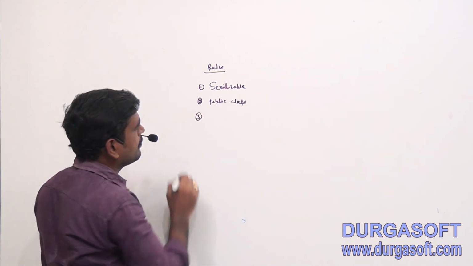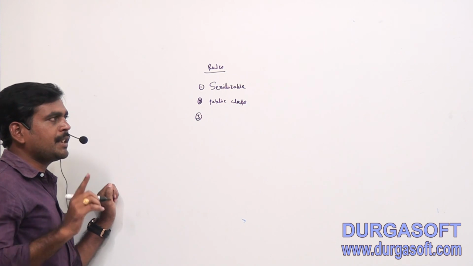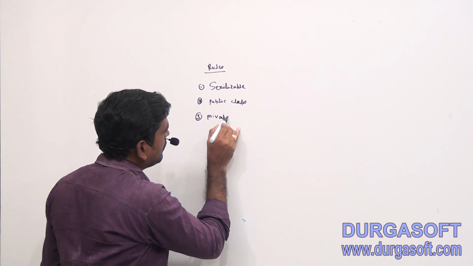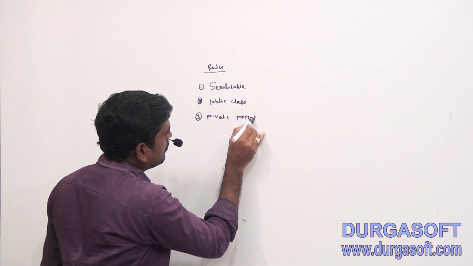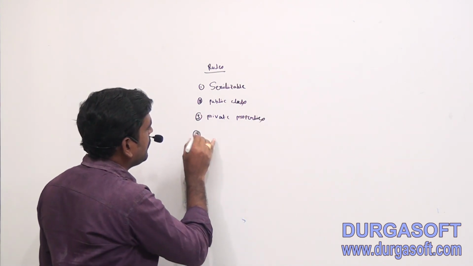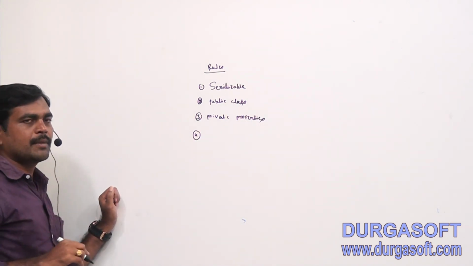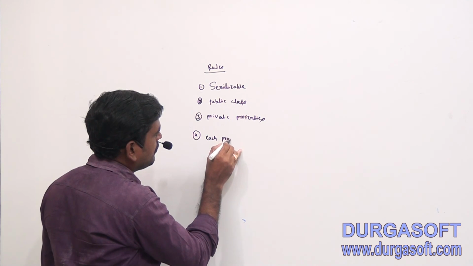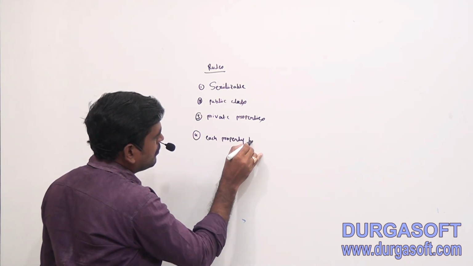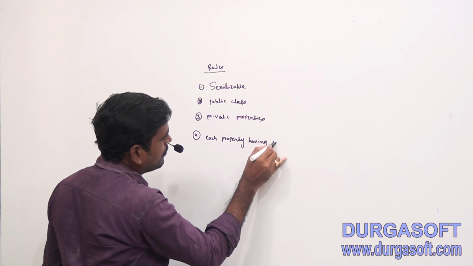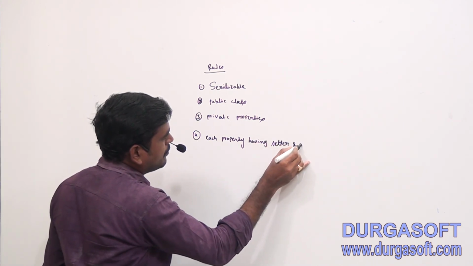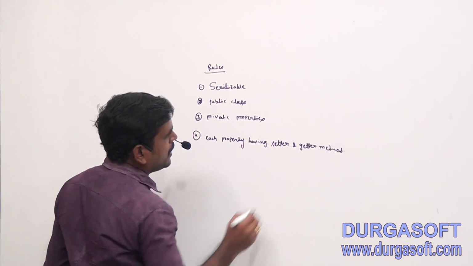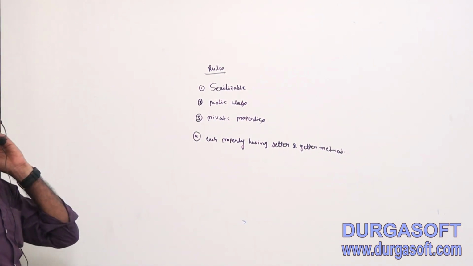Number three, inside that class we have to take private properties. Number four, each property must have a setter and getter. We have to follow these rules when designing that POJO class.